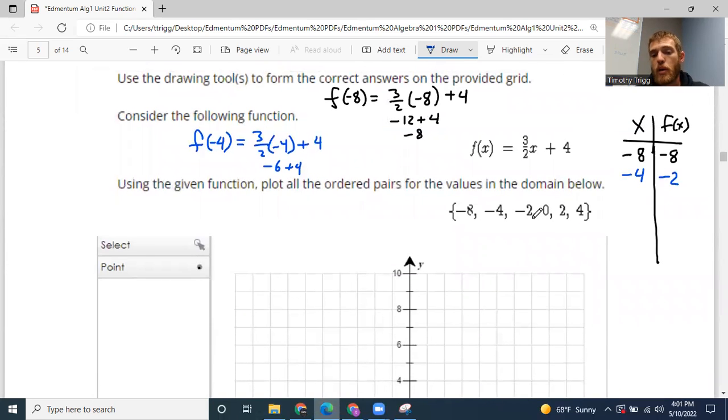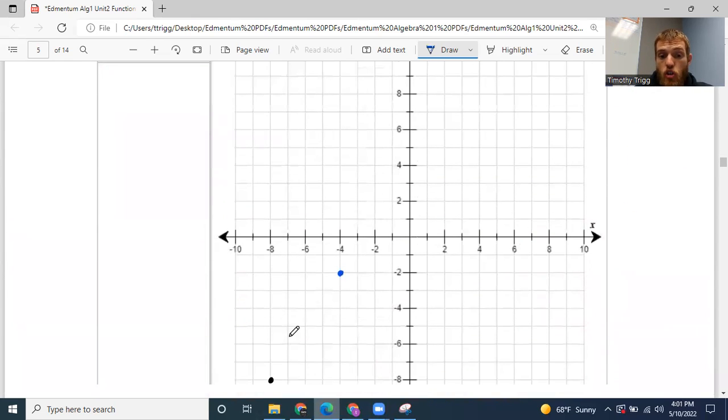Now for the remainder of these points, you're going to just plug them in and figure out the resulting outputs. So replace x with -2, replace x with 0, replace x with 2, replace x with 4, and you'll get some outputs here that correspond to these inputs. Now keep in mind that these points should all line up. So if you do it correctly, all your points should be in a straight line, okay? So that's a big hint for this one.